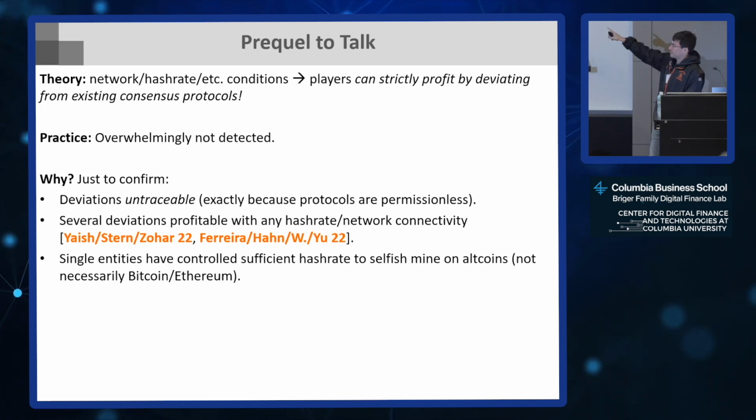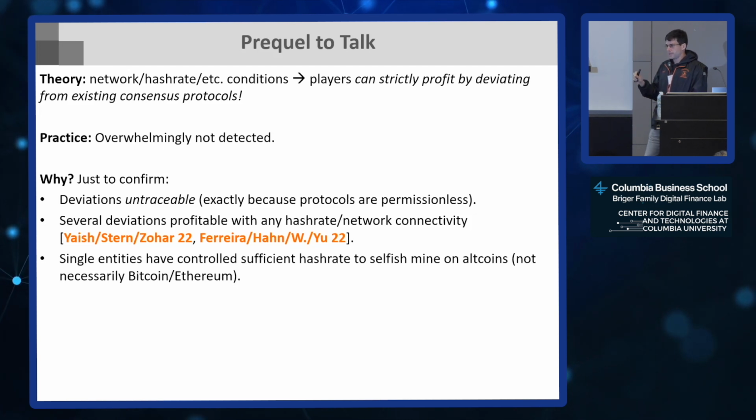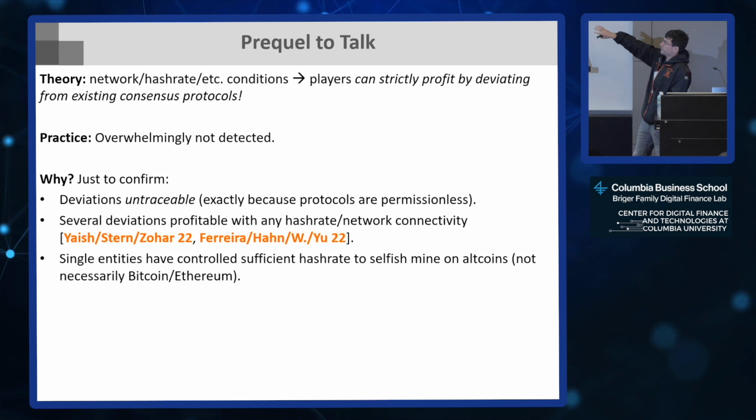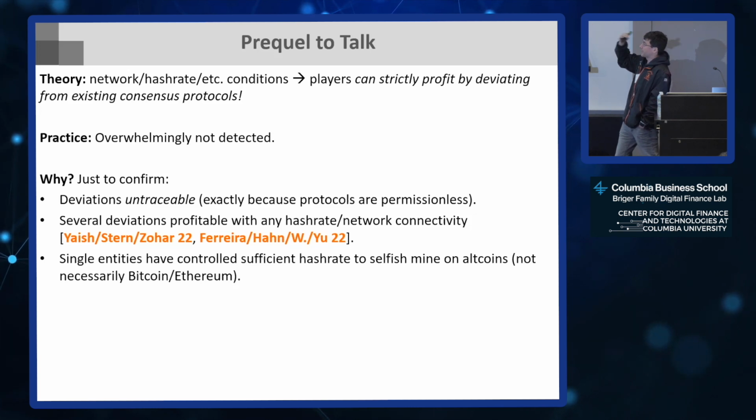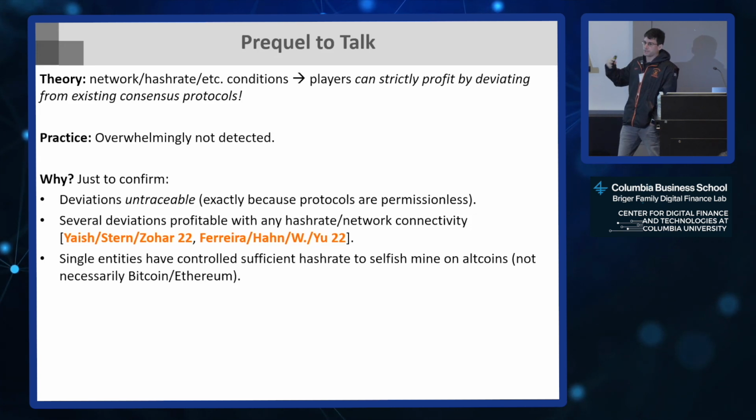I'll emphasize that a lot of these deviations are profitable no matter how poorly connected you are to the network and no matter how little stake or hash rate you have. So it's not that you need all this computational power that people don't have in order to profit. There are people who can do it. Also, even for simple ones like selfish mining, I don't think anyone can do it on Bitcoin, but definitely single entities have controlled enough hash rate on an altcoin to do it.